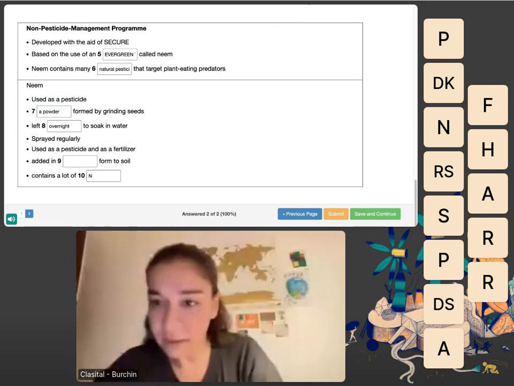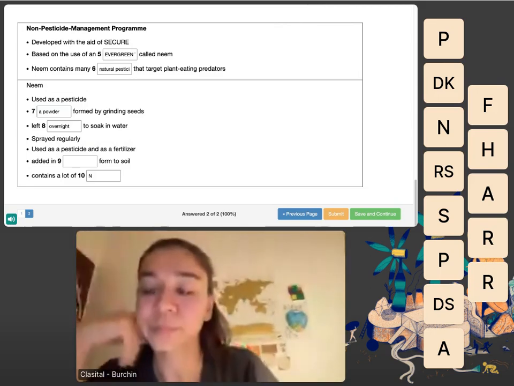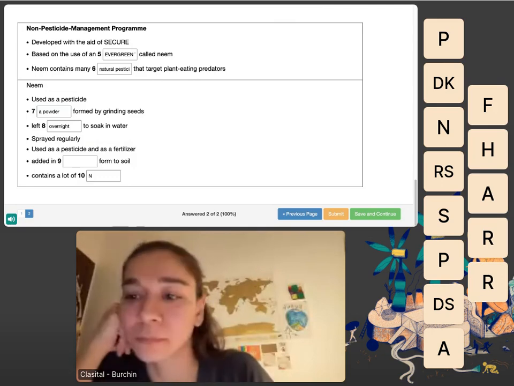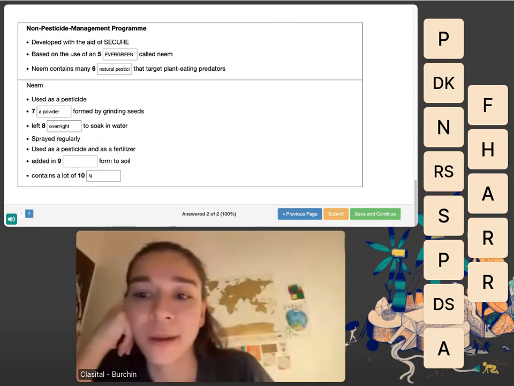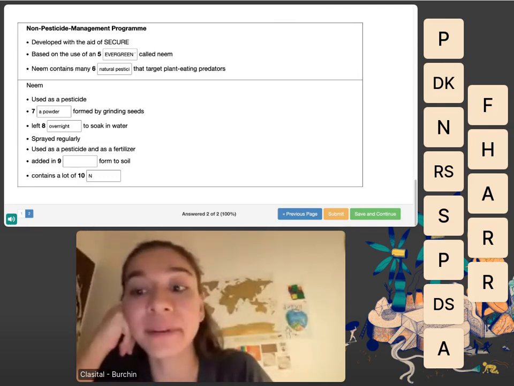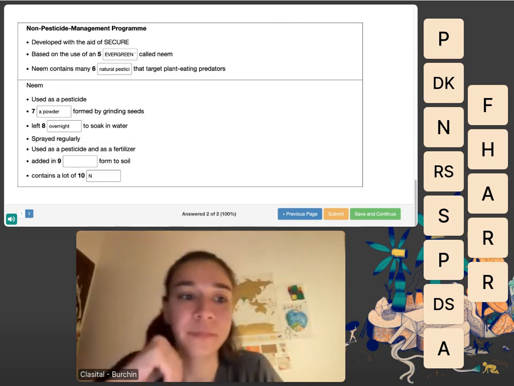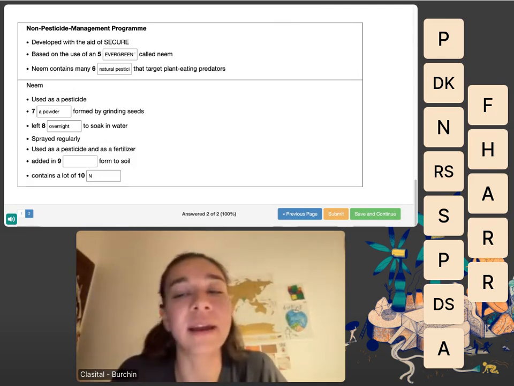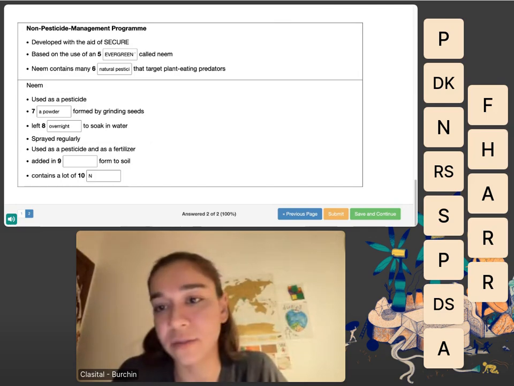And for the next one, let me see. Neem cake applied to the soil kills insects and pests and doubles as an organic fertilizer high in nitrogen. So for the 9 and 10, what do you think? Their answer is already there too.